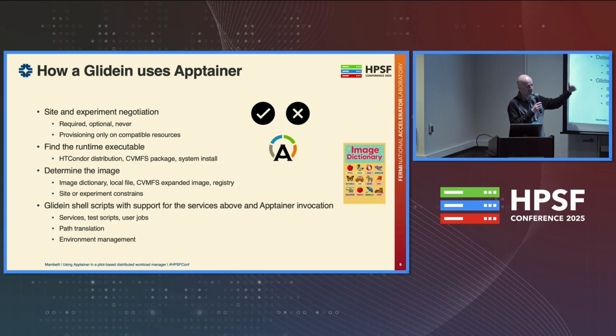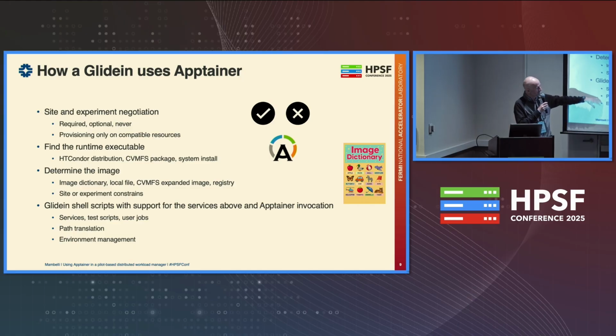And then there is a set of shell scripts that check that everything is okay and support the Apptainer invocation. And these are used for services. So there might be services that you can run in a container that are available to all the jobs that run on that node. For the test scripts at the beginning, some tests are run on the node itself, some are run inside the container. And for the user jobs, finally, as I said, about 90% of the jobs run in containers.